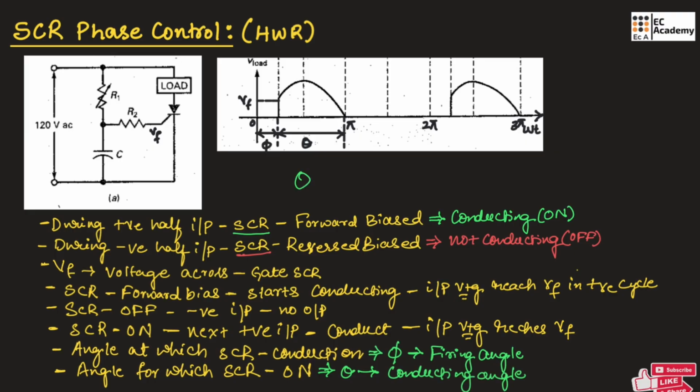Here theta can be given as 180 degree minus phi. So if you observe the waveform, here we are controlling the phase of the signal. That's why we can say the SCR is acting as a phase control. This is about SCR phase control, which we understood by taking half wave rectifier. Hope you have understood the topic.